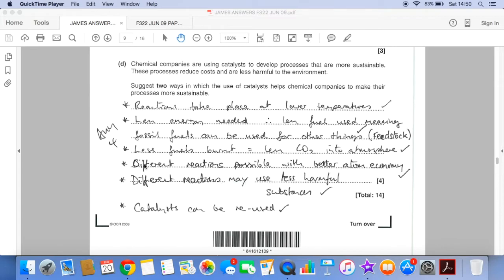Less fuels burnt because we don't need such high temperatures. So again, why is that sustainable? Well, we're putting less CO2 into the atmosphere. And then a sort of slightly different angle. Catalysts allow different reactions to take place, and you could then argue that the alternative reactions could have better atom economies, so that's the sustainability part there. You could also say these different reactions may use less harmful substances, and the obvious one I suppose is the one at the bottom there. Catalysts can be reused.